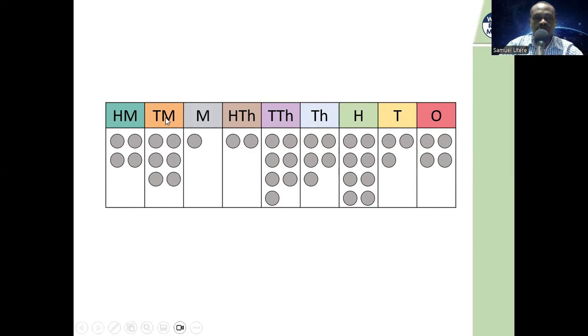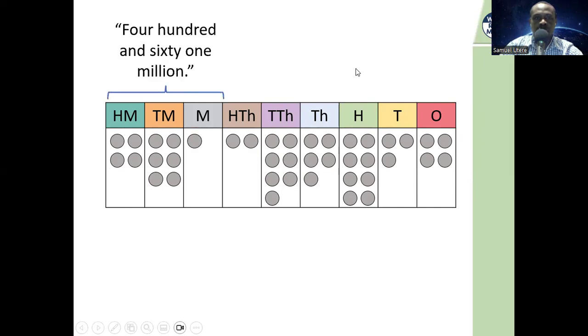We have the 10 million column here, and then we have 6 counters. So it means we have 60 million. Then there we have 1 million. So just looking at the million columns, the 100, the tens, and the million columns, we can call these 461 million.